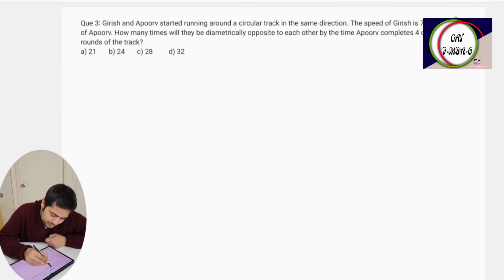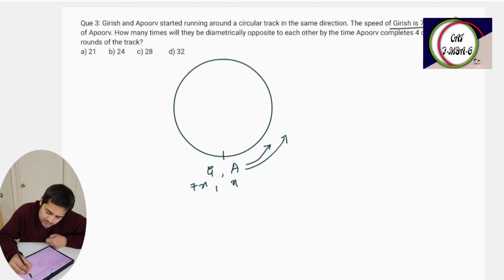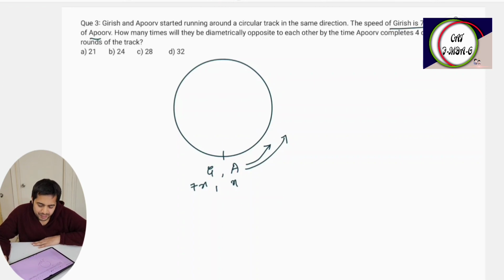Question number 3. Girish and Apurv are running around the same track, in the same direction. The speed of Girish is 7 times that of Apurv, so let us say Girish is 7x and Apurv is x. How many times will they be diametrically opposite to each other by the time Apurv completes 4 rounds of the track?